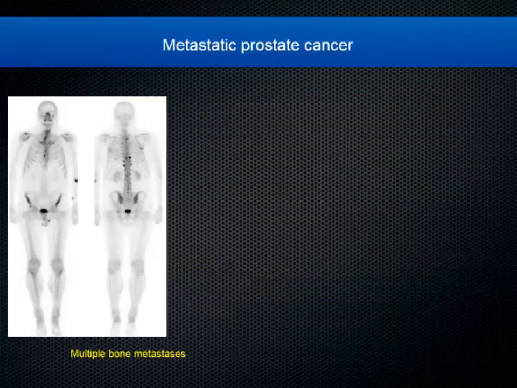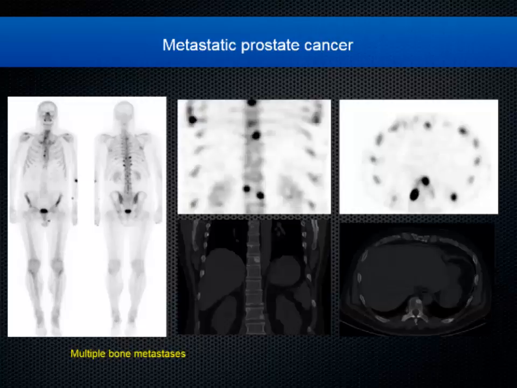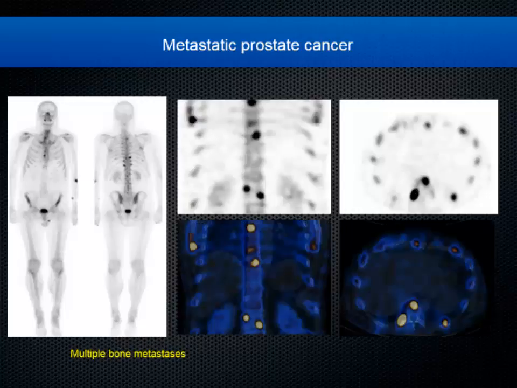Coming to a scan like this, it's straightforward. You can say it's mets and leave it, but in this case if you ask me why you have to do a SPECT CT, I would say I wouldn't have done a SPECT CT, but by doing the SPECT CT you can definitely localize. That's the only thing I'm doing there, but it hasn't helped me in terms of diagnosis.